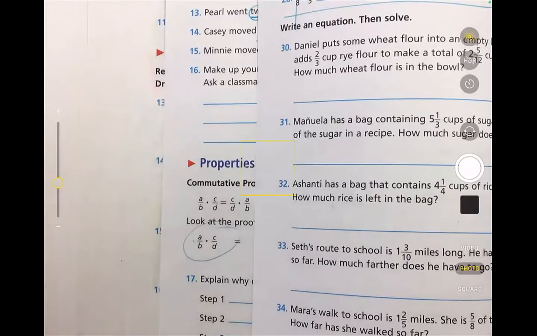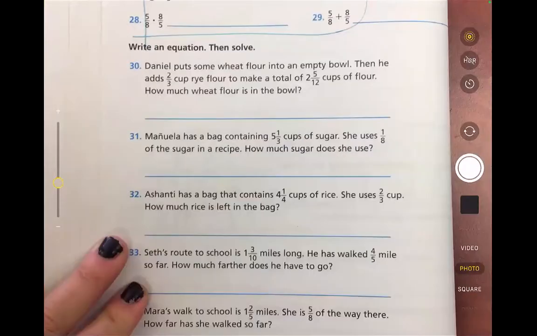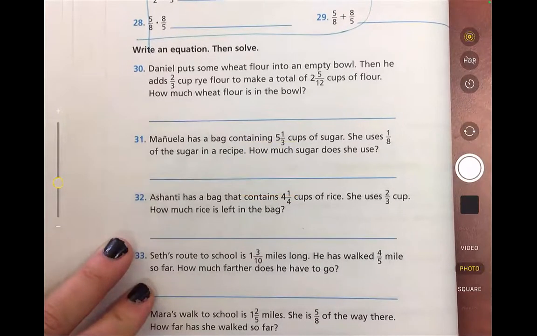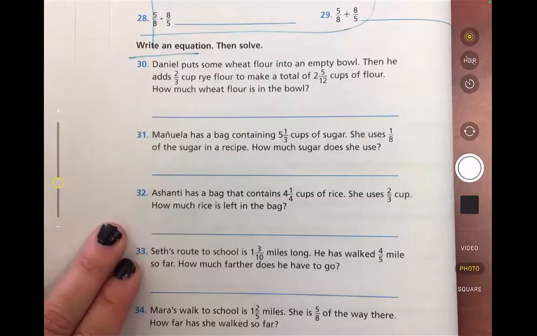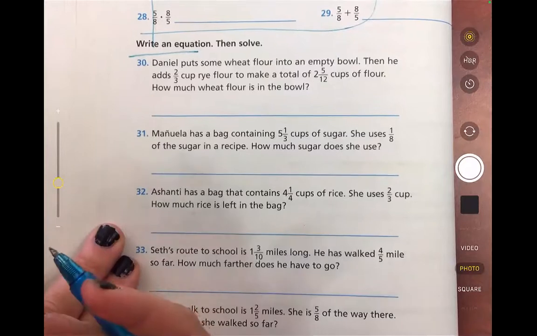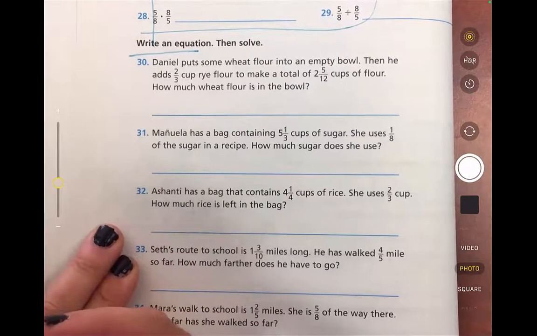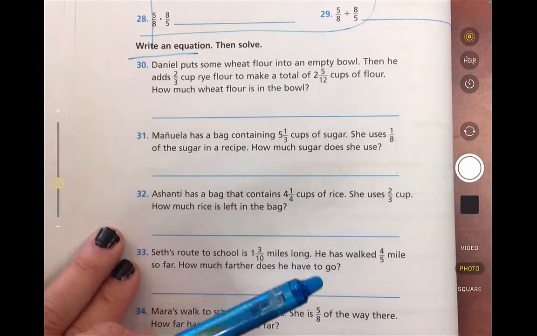Daniel put some wheat flour into an empty bowl. Then he adds 2/3 cup rye flour to make a total of 2 5/12 cups of flour. How much wheat flour is in the bowl? Thank you. And so this says write an equation. So remember, we got to write those equations. So I'm going to start with my variable on this. I'm going to write a situation equation. Okay, that should be words familiar to you from 4th grade, a situation equation.